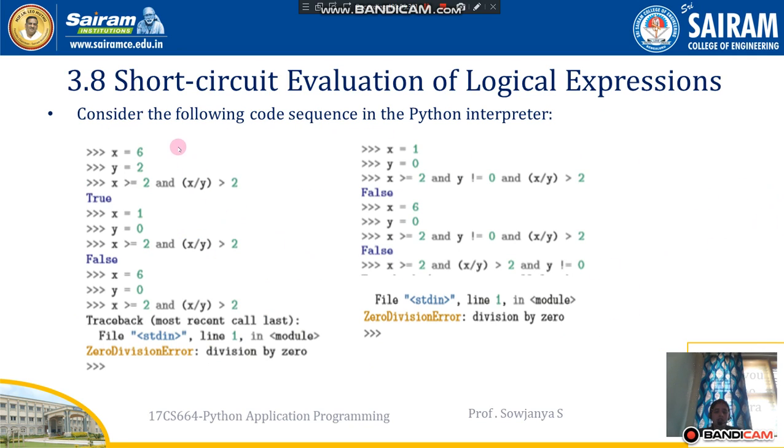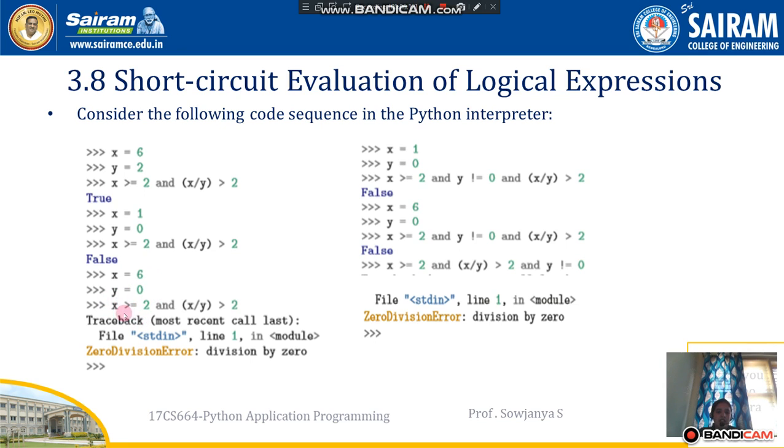You can also see some examples like this: x is equal to 6 and y is equal to 2. The value of x, 6, is greater than or equal to 2, so this is true. Since this is true, it will check the next condition, x divided by y. 6 divided by 2 is 3, which is greater than 2, so that is true. So obviously the output is true. Now x is 1 and y is 0. x is not greater than or equal to 2, so it stops here, does not evaluate the other condition, and gives you false.